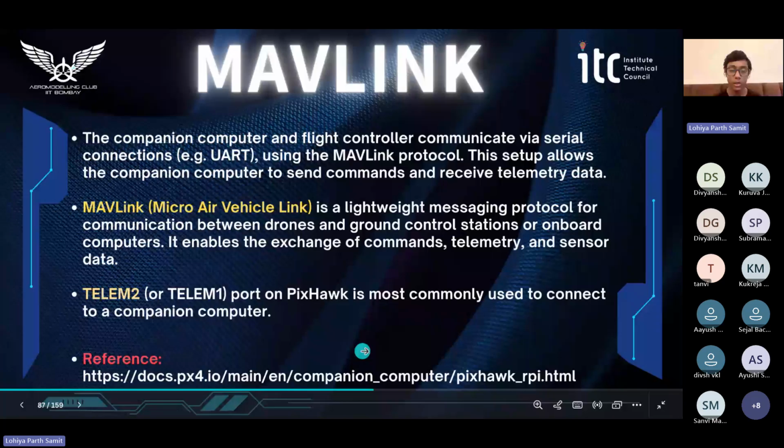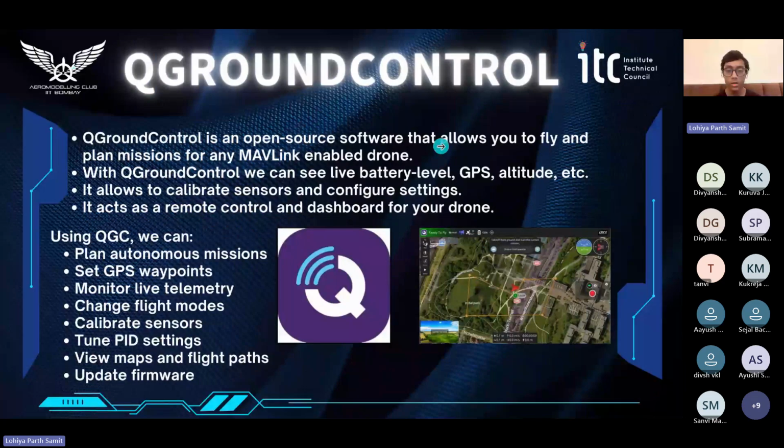Moving on to QGC. QGC or QGroundControl is an open source software that allows you to fly and plan missions for any Mavlink enabled drone. With QGC, we can see live battery level, GPS, altitude, etc. It can also allow us to calibrate sensors and configure settings. And it also acts as a remote control and dashboard for our drone.